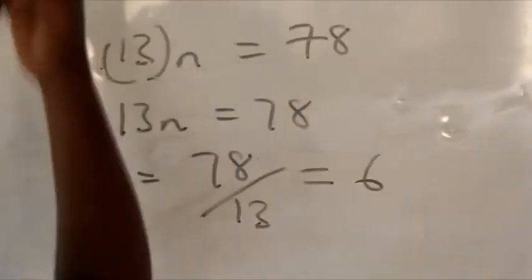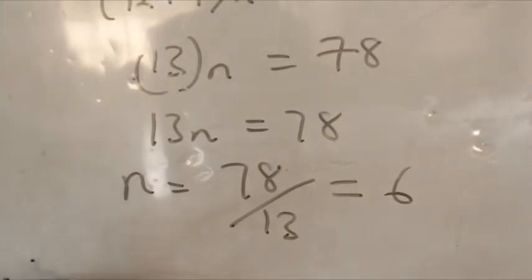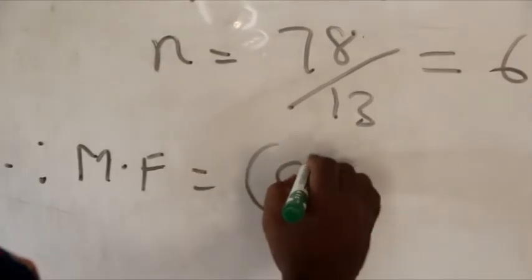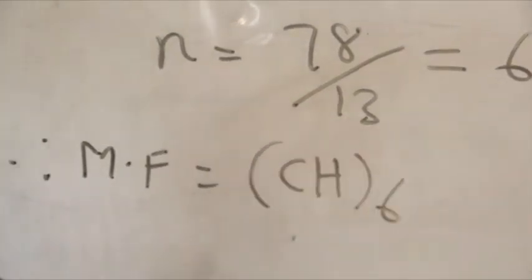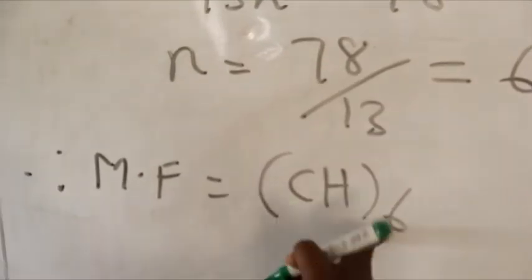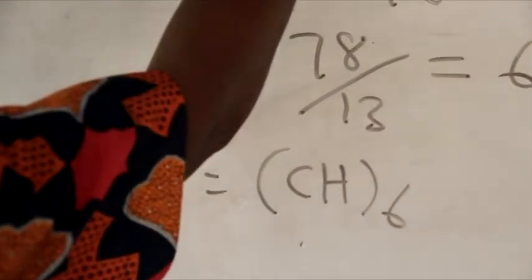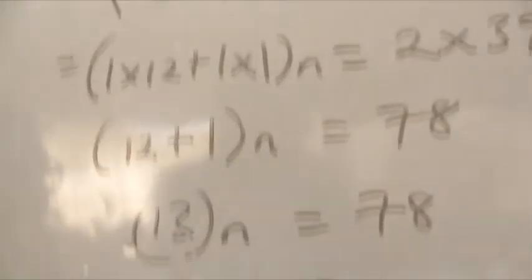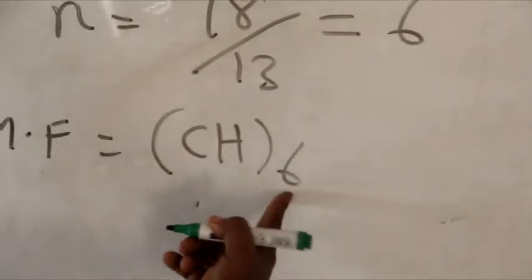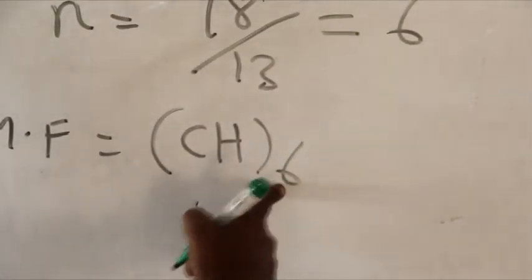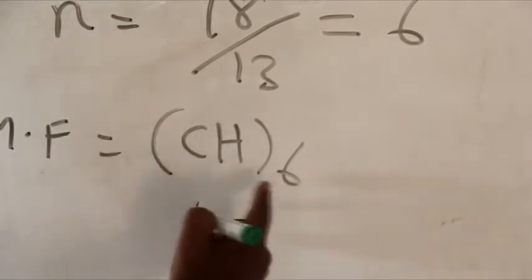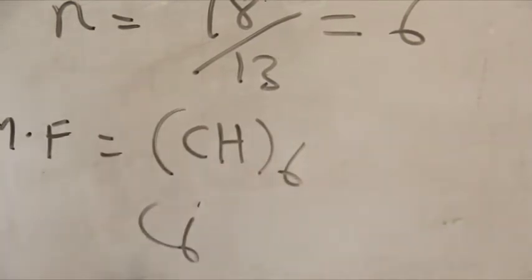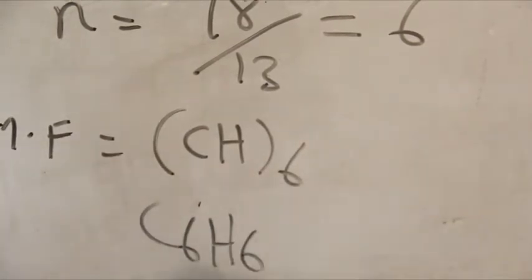And so we go back to the empirical formula. Therefore, the molecular formula will be equal to bracket CH into 6, because your n is equal to 6, so you bring your n to the position of n in this formula. Did you get it? Now multiply everything in the bracket by the number of moles, which is the number of atoms here. So 6 times C1 gives us C6, and 6 times H1 gives us H6. Wow, this is your molecular formula.